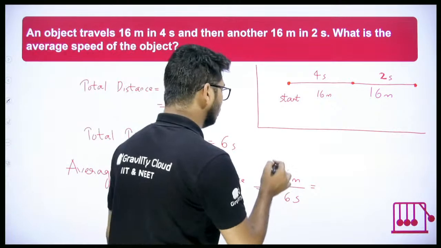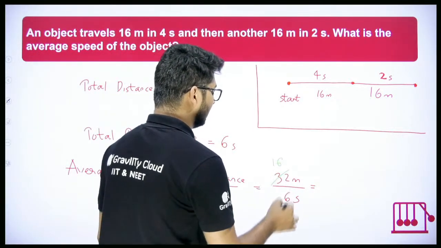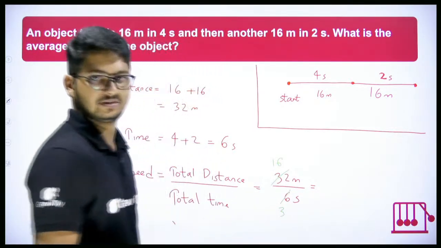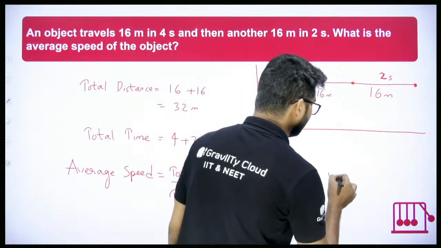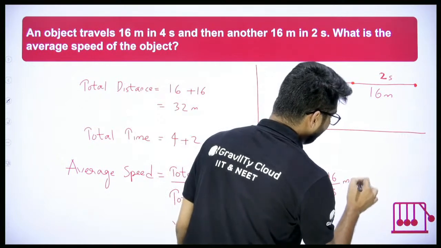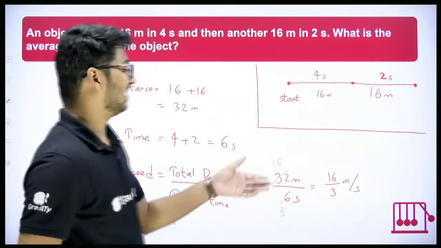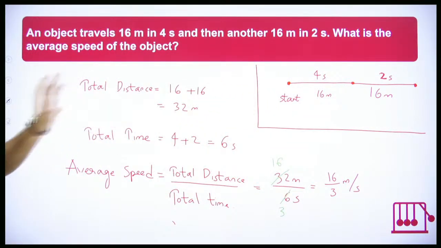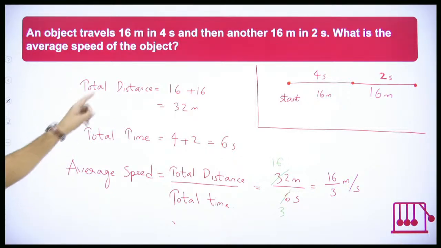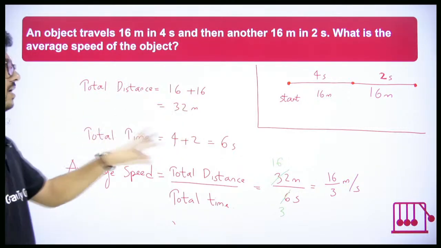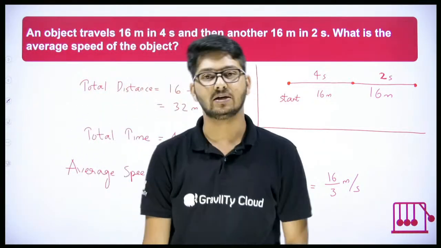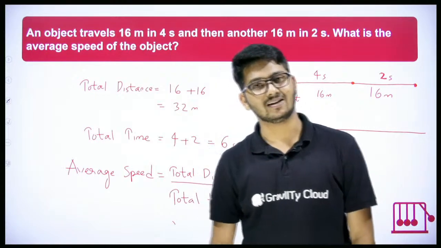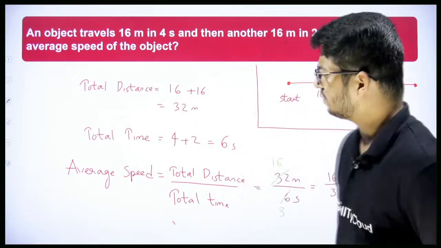2 into 2 16s are 32, 2 3s are 6. So what is that? It is 16 by 3, 16 by 3 meters per second. That is the answer. You got the answer. So get the total distance, get the total time, divide them, and we get the average speed. Is that clear? Good.